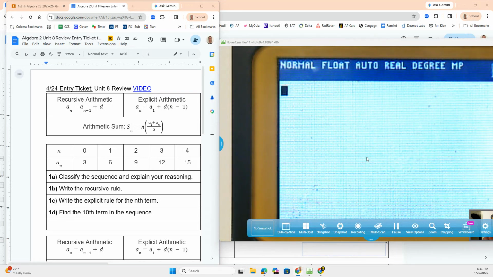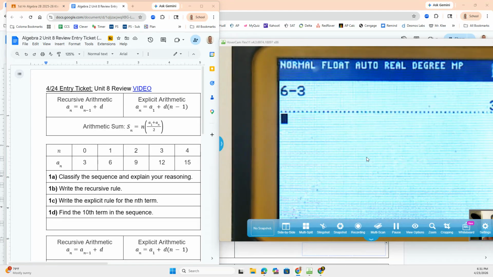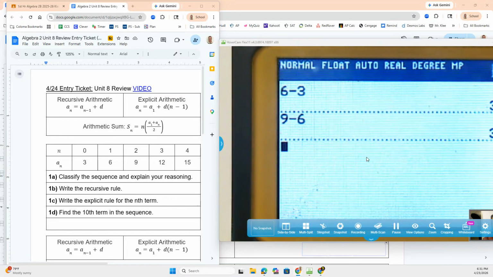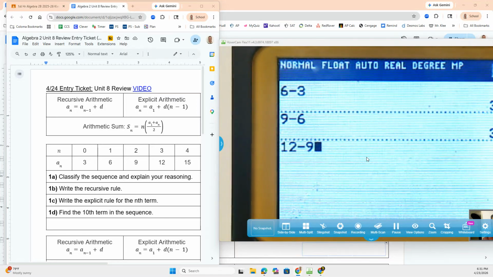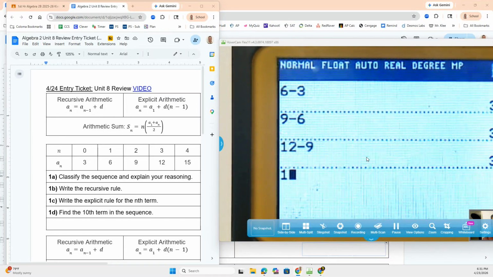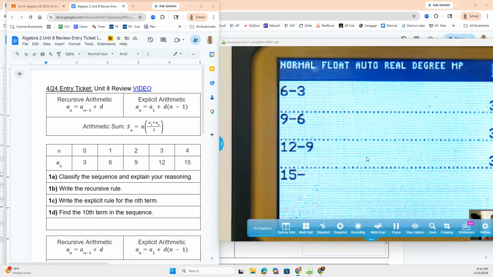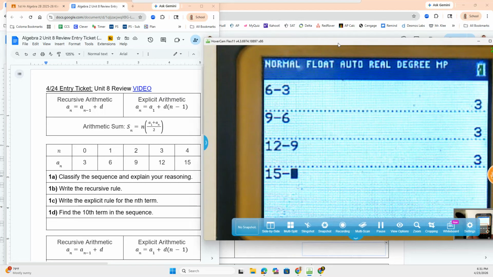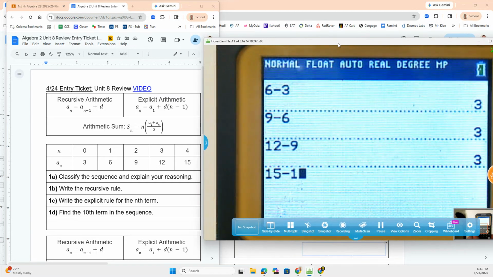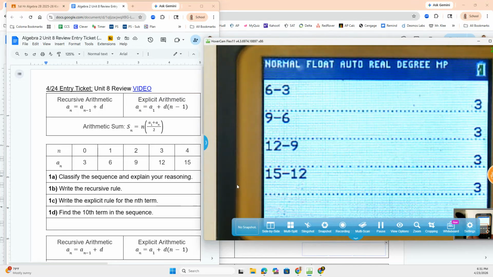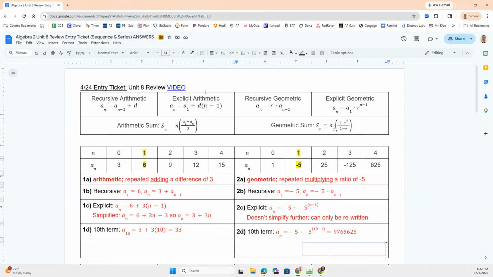I have a first term of 6 and a zero term of 3. If I do 6 minus 3, I get 3. If I do the second term and subtract the first term from it, I get the same value of 3. If I do the third term, which is 12, and subtract 9 from it, I get 3. If I take 15, the fourth term, and subtract the previous term of 12 from it, I get a 3 again. So I keep on getting the same common difference of 3. This would be an arithmetic sequence where we are repeatedly adding 3.